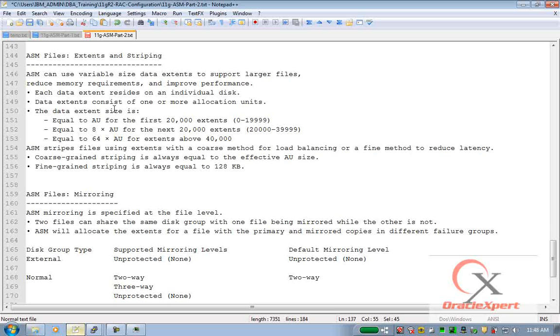Next is understanding how the files are distributed. So I am talking about ASM files, extents and the striping method. ASM can use variable size data extents to support larger files. So it's not mandatory that each data extent is exactly equal to any other data extent going in that particular disk group. The data extents themselves might vary.